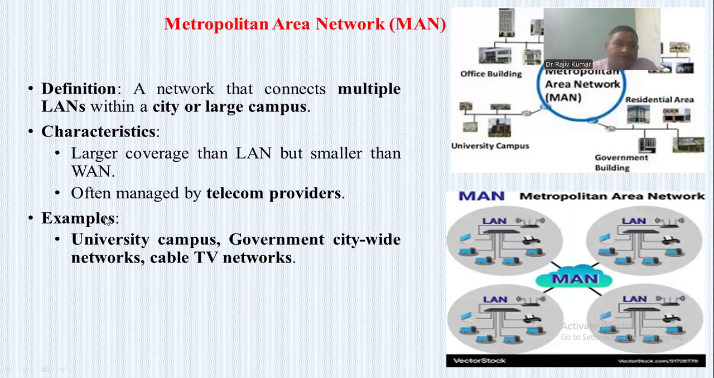Next is metropolitan area network. A metropolitan area network connects multiple LANs within a city or large campus. It has larger coverage than LAN, but smaller than WAN. It is often managed by telecom providers. Examples are a university campus, a government city-wide network, and cable TV networks. So these belong to MAN. Within a city, it may connect different LANs. As in this example, there are so many LANs, and these LANs are connected with a metropolitan area network.